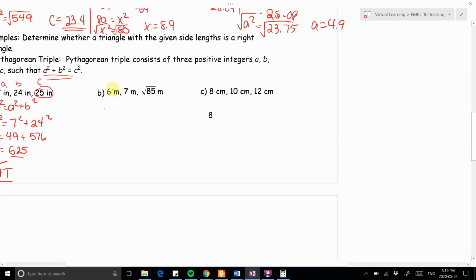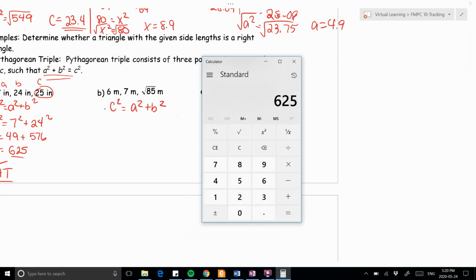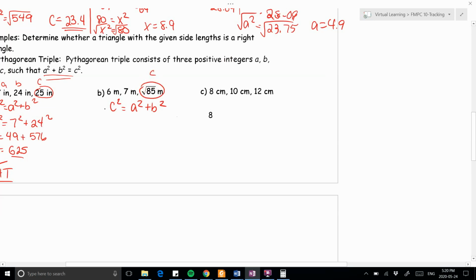So we're going to try that again. Same thing: if this is a right triangle, then c squared will be equal to a squared plus b squared. I don't actually know what the square root of 85 is, so I might need to check that before I get going, because I need to know which side is the longest. That's going to be my hypotenuse. Here, the square root of 85 is about 9, so this is my hypotenuse, this is my c. So c, the square root of 85 squared, is going to be equal to 6 squared plus 7 squared. Is this true?